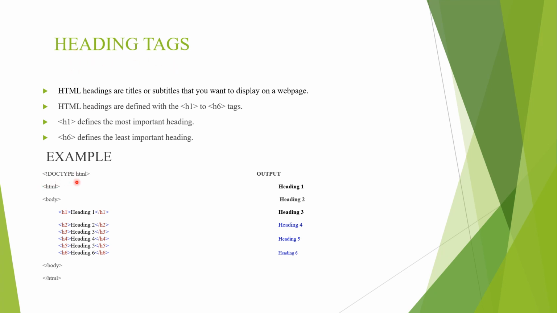It will start with a document type HTML, body and H1 heading of it. H2 heading tag, H3 heading tag, H4, H5 and H6, where the body must be closed by default and the HTML tag should be closed by default. Here is an output where we can see that H1 has the most important heading, where H2 is lesser than the H1 and H3 is lesser than the H2. Like so on we see that H6 is the least important heading.